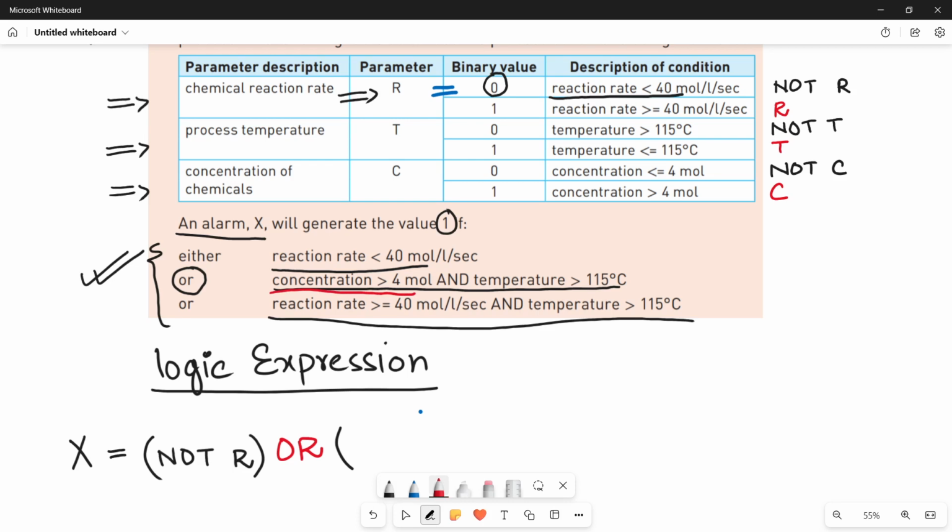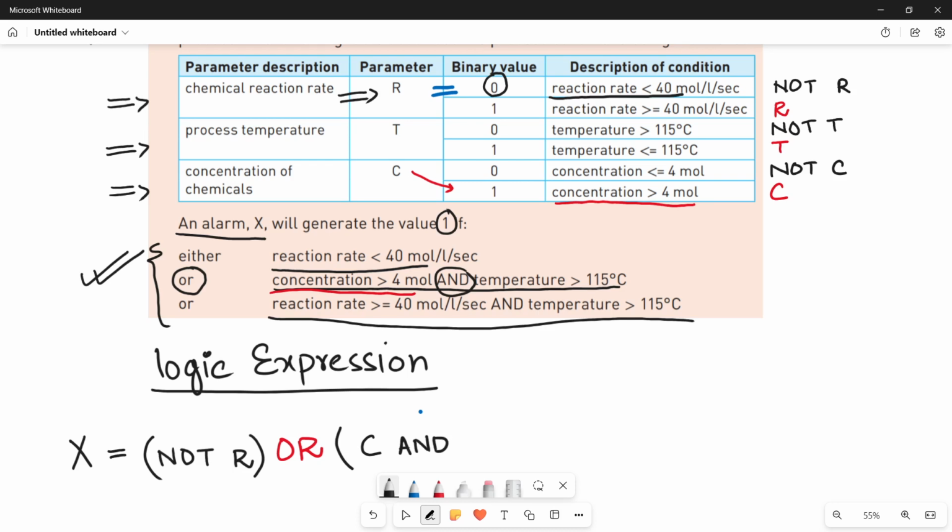Concentration greater than 4 mol means concentration, it is over here, which means that C has a value 1. So you will write C as it is. Then after that you can see an AND operator. It means that two conditions need to be true simultaneously. So we will write AND, and then this other condition is temperature must be greater than 115.